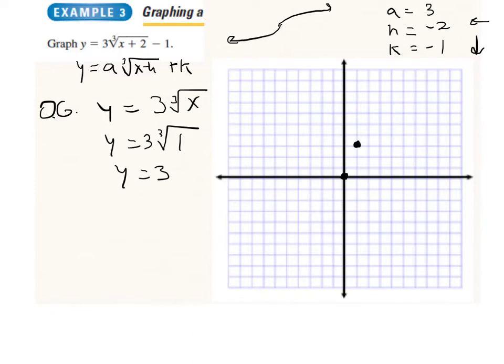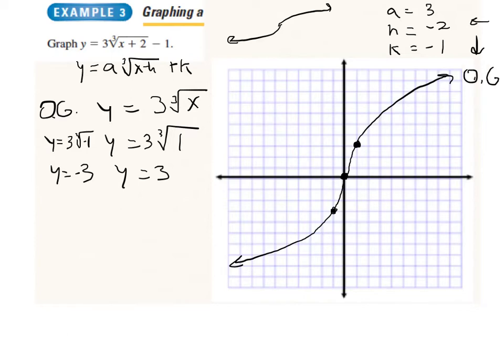Okay, and then the only other thing we haven't really looked at is the fact that we have to go into the negatives. So we also have to do y equals 3 cube root of negative 1. Okay, so we get y equals negative 3. So then at negative 1, we're down at negative 3 here. So now we've got our normal smooth radical shaped curve, like a parabola turned sideways, and our other one, big S. So this is our OG.